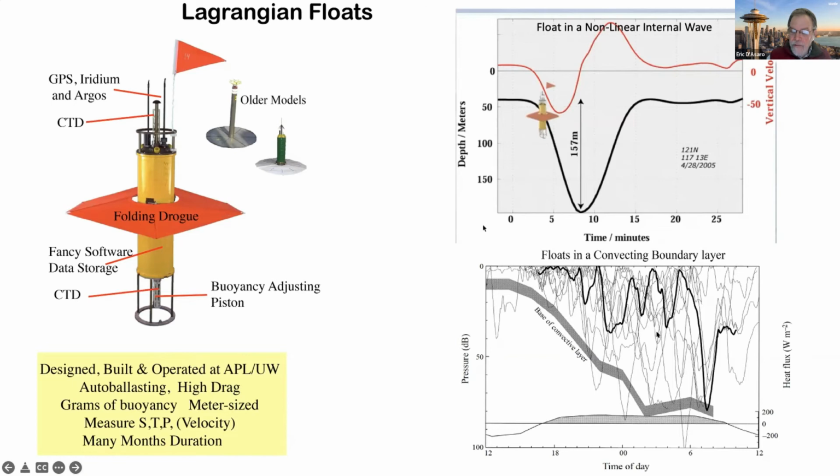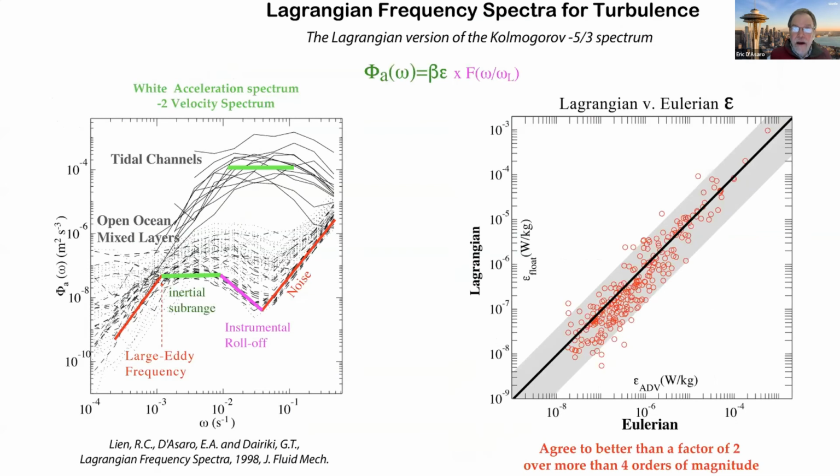And you can see that we've mapped out the properties and the energetics of this convecting boundary layer quite well. So these things can compute Lagrangian trajectories. And now you can say, well, what are the Lagrangian properties of turbulence? There's a Lagrangian version of the Kolmogorov -5/3 spectrum. Same idea, but instead of looking at velocity as a function of wave number, we look at it as a function of frequency.